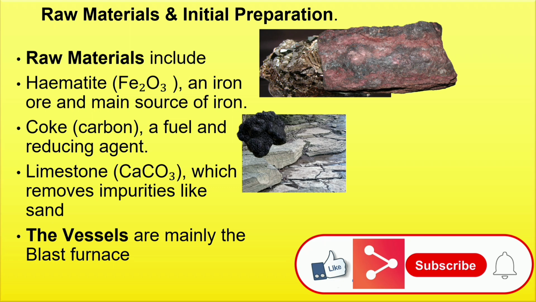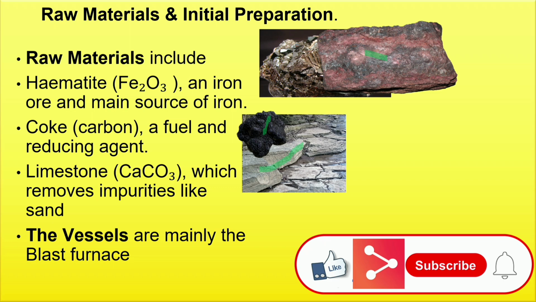The raw materials include haematite, which is iron 3 oxide, an iron ore and main source of iron, as you see it there; coke, a fuel and reducing agent, that is carbon; and limestone, which removes impurities like sand, and that is calcium carbonate over there.